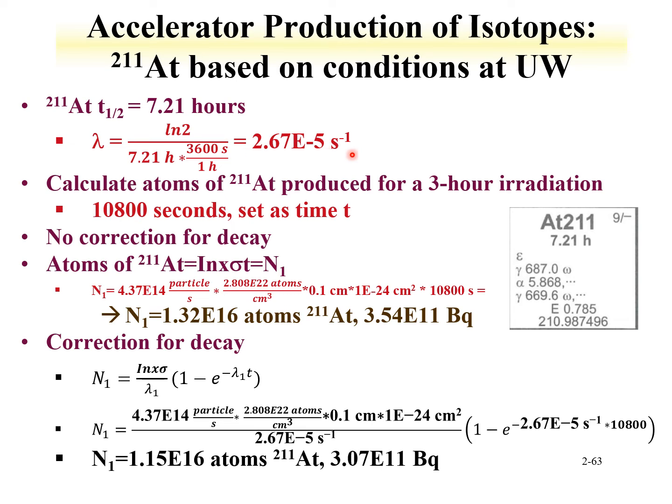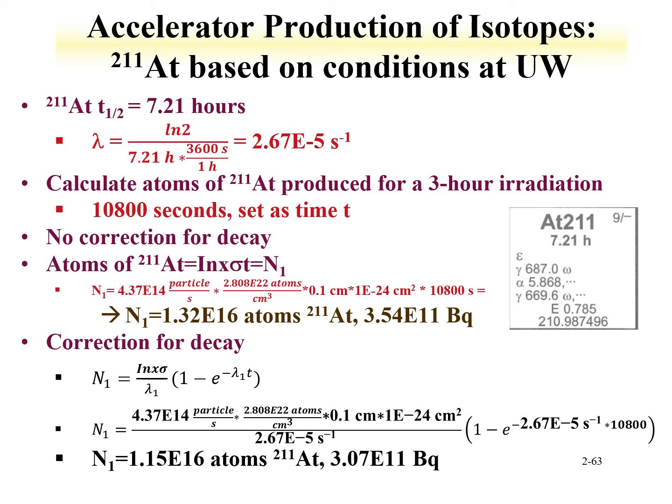You get a decay constant of 2.67 times 10 to the minus 5 inverse seconds. For this example, calculate the production of astatine-211 atoms for a 3-hour irradiation. Again, 3 hours, convert that into seconds: 10,800 seconds, set that as time t. So for the two examples, let's do the production.